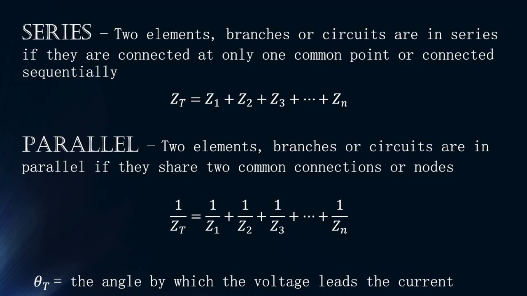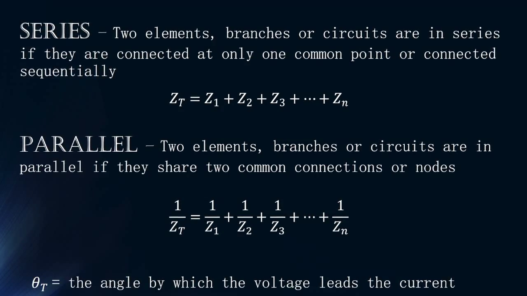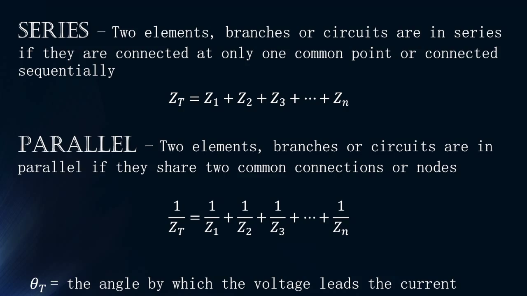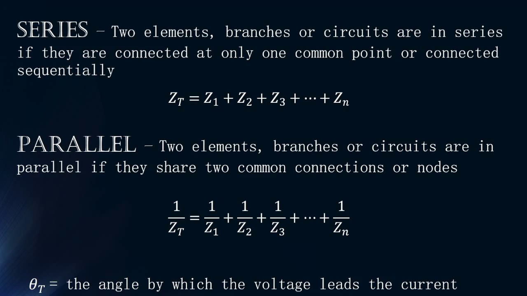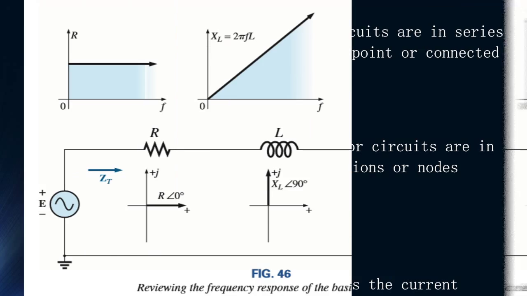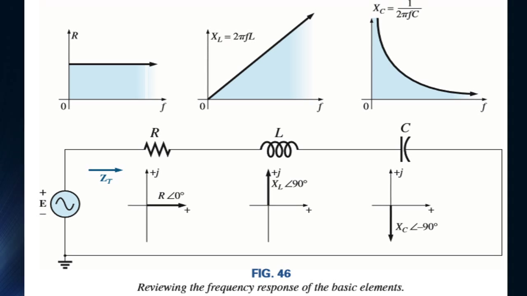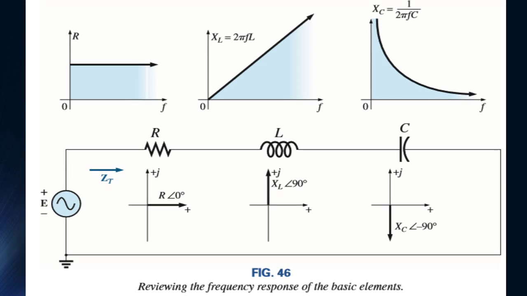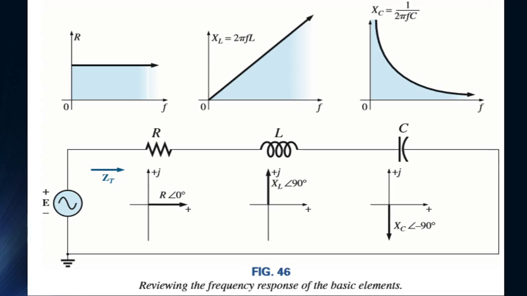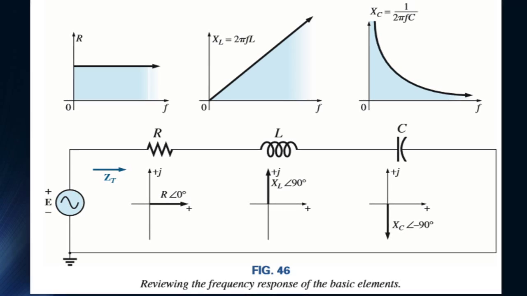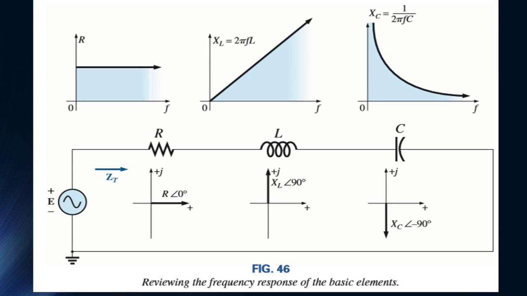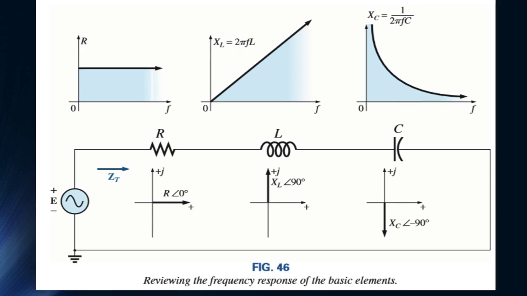The angle associated with the total impedance is the angle by which the voltage leads the current and is represented by a theta subscript t. The behaviour of an RLC circuit will depend on the frequency response of the individual components. The graphs below show how each element varies with frequency, and it really is just a graphical representation of the equations I wrote for you 2 slides ago.